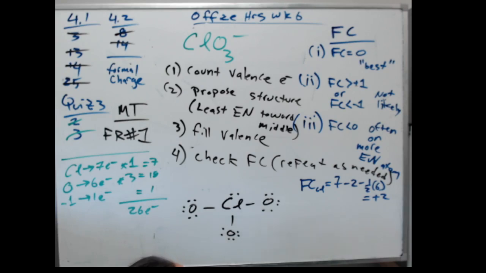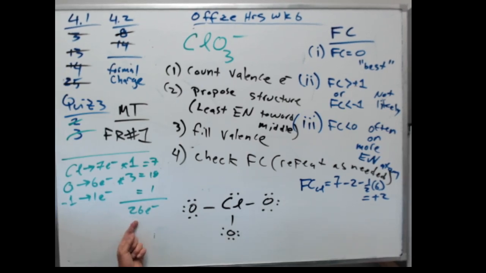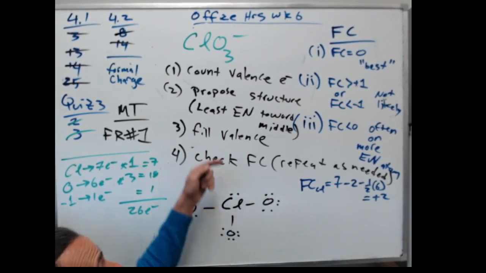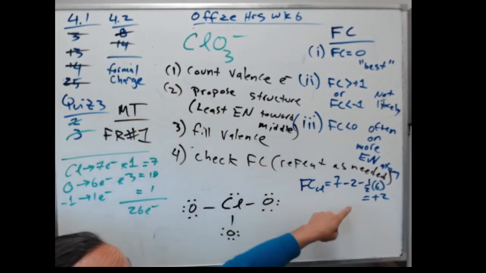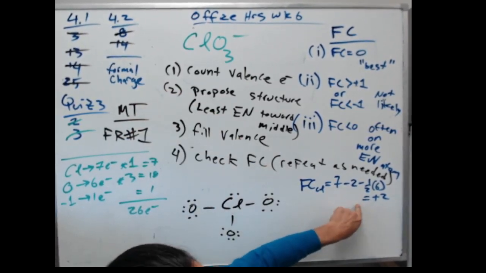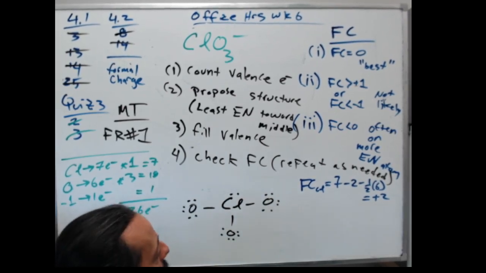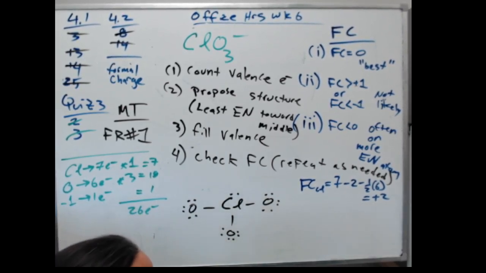Question? Why is there a lone pair on chlorine? Just because I was filling my valence shells. I had to throw 26 electrons around. It shouldn't have a lone pair. But this was just my first guess. And when I get a formal charge of +2, I can tell it probably shouldn't have that lone pair. I'm going to have to fix it. Can you go over the process of calculating the formal charge for chlorine?